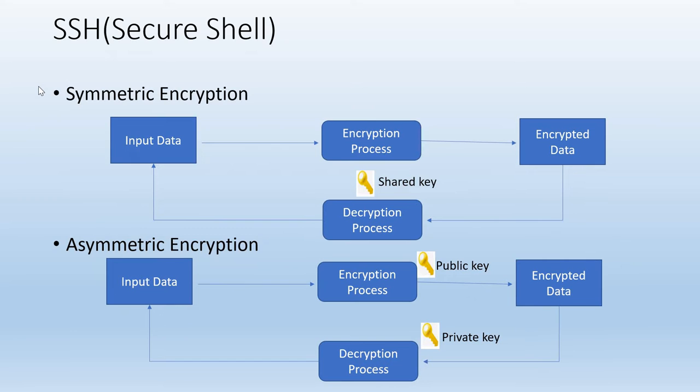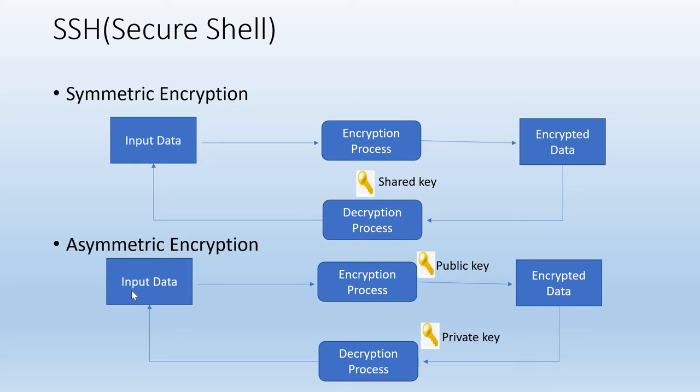So this diagram explains both symmetric encryption and asymmetric encryption. In symmetric encryption, we have some input data, and using the encryption process with some key, we get encrypted data. And if I want to get back my input data, that encrypted data is fed to a decryption process using the same shared key, and we get our input data. So that means we are using a single key for both the encryption process and the decryption process.